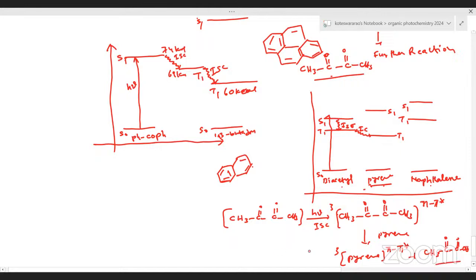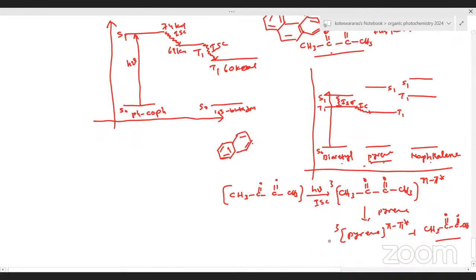But there is no formation of the naphthalene triplet state. Suppose it is reacting with the naphthalene, there is no reaction. Sorry, no energy transfer. No triplet energy transfer. This is the arrow from here to here.